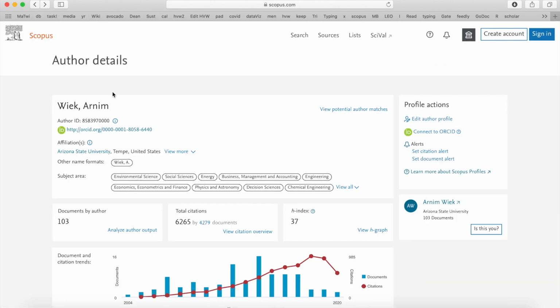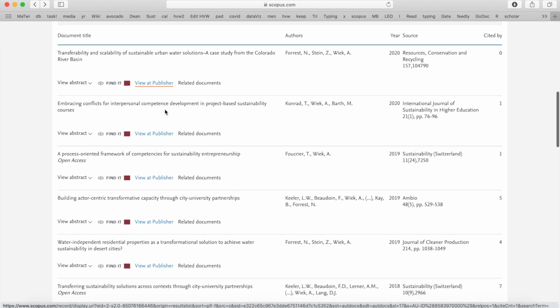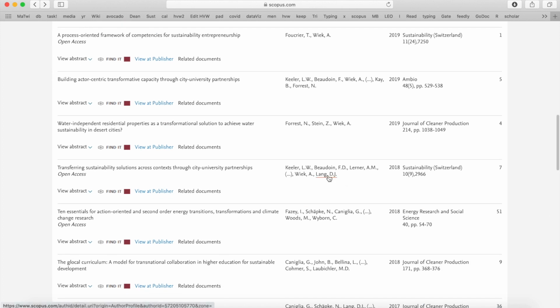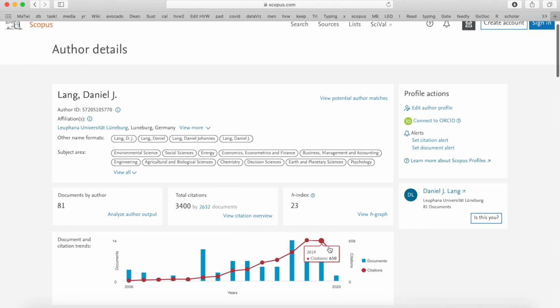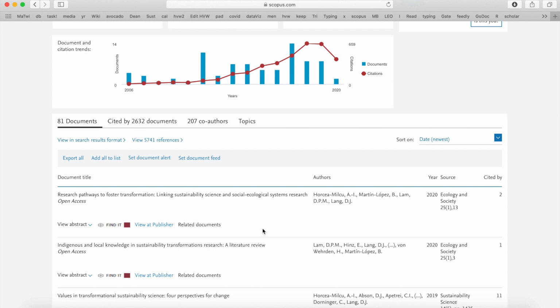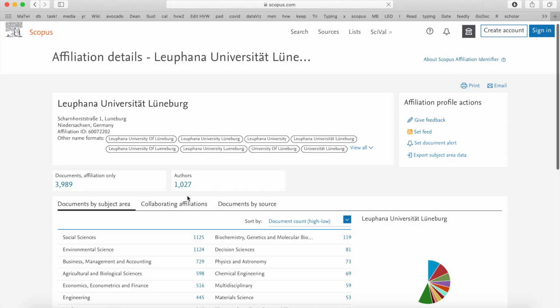And if I now go back, I say, okay, I got Arnim Wiek here, and now I want to see, okay, who did he publish with? And then you see Daniel Lang. I can click on Daniel, and then you see the papers he published, how his citations are dramatically increasing, how much he published in the respective years. And again, you see the institutional access, and then you can start playing around with things.